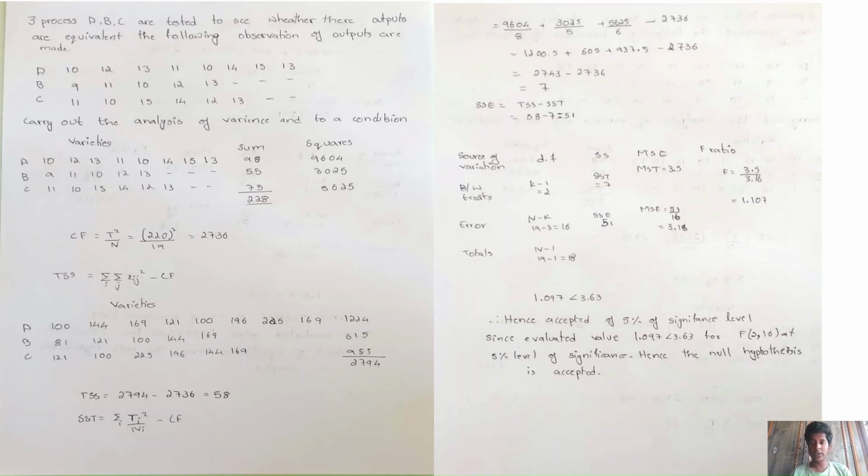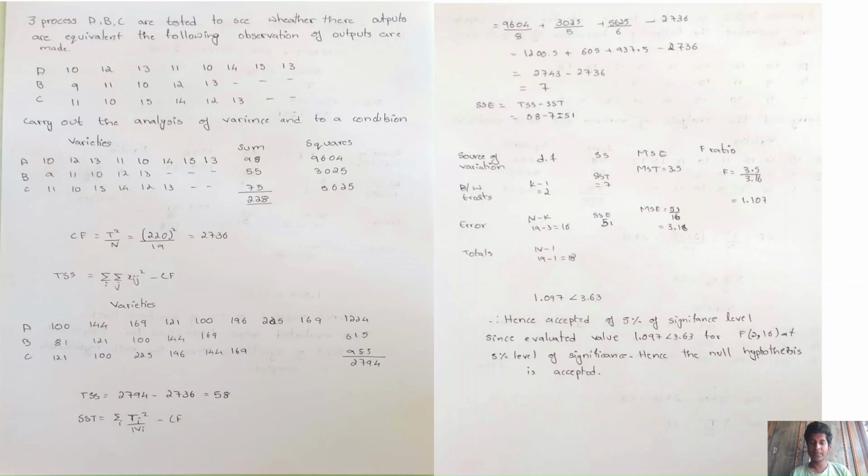For the source of variation, you have to draw a ANOVA table. Source of variation: between treatments, error, totals. Degrees of freedom, SS, MS and F ratio. Between treatments is equal to K minus 1, that is 2. There are 3 treatments A, B, C, so K value will be 3 and 3 minus 1 is 2. N minus K, where N means the total number of elements in the treatments. N is 19, minus 3 is 16. N minus 1 is 19 minus 1, which is 18.